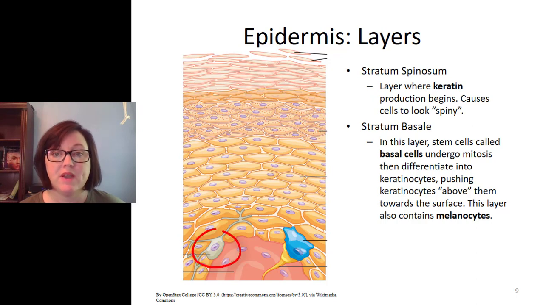Also in this layer, we might find some of those melanocytes that I mentioned, right? And we could find some of the other cell types I mentioned too, like maybe some sensory cells and maybe a Langerhans cell, that kind of thing. But most of the cells here are keratinocytes and basal cells.